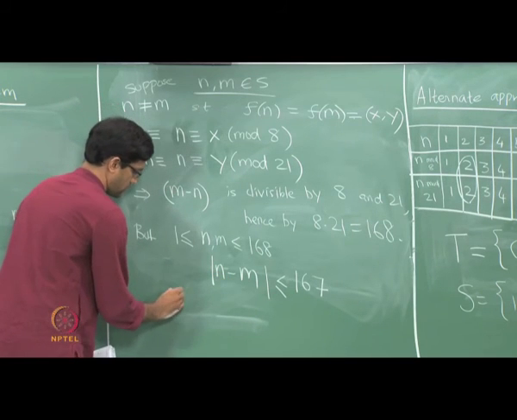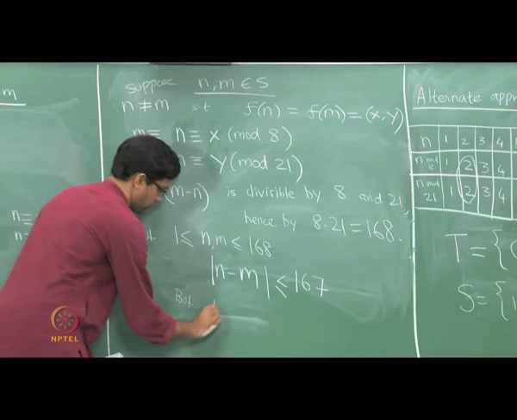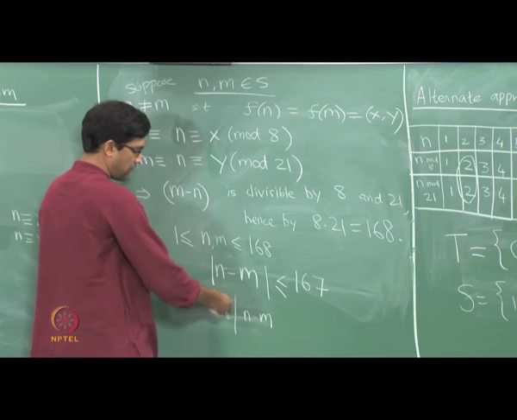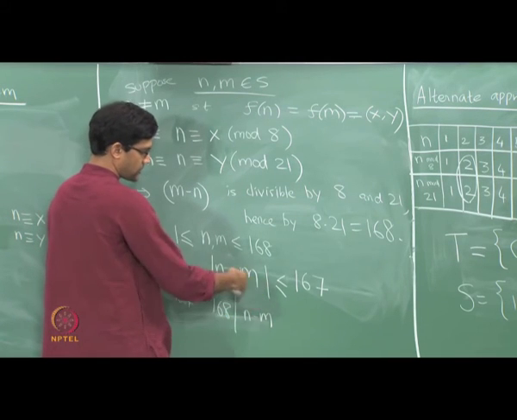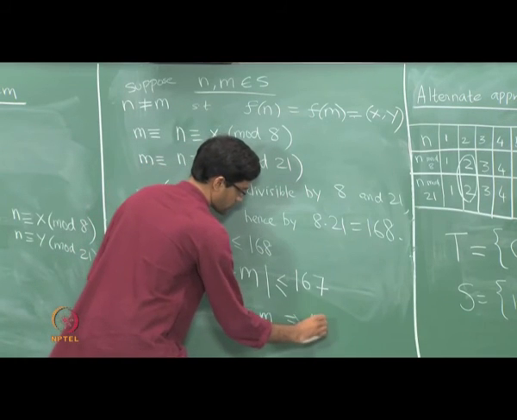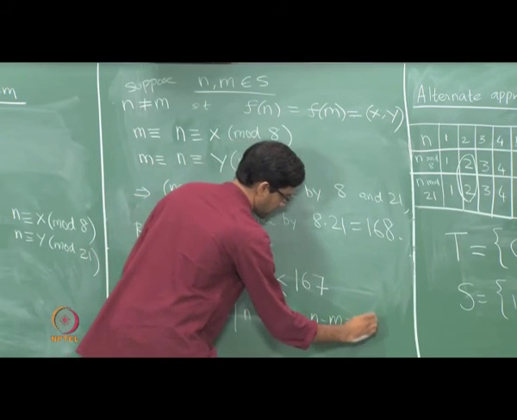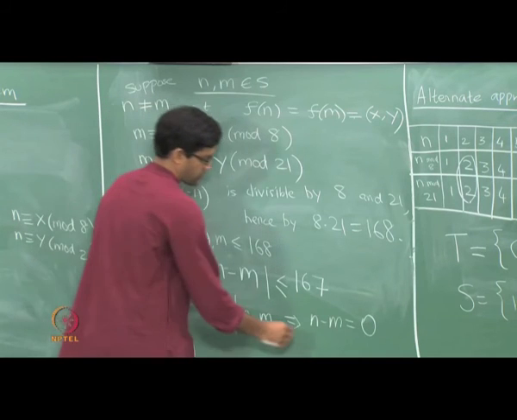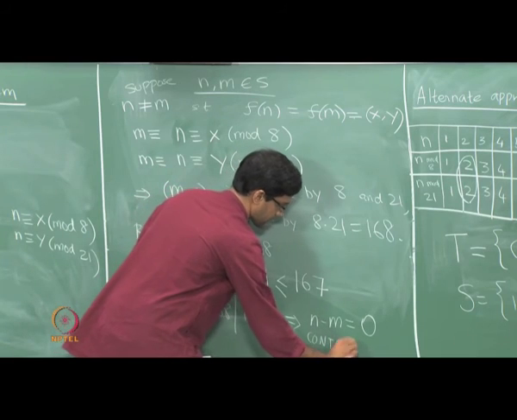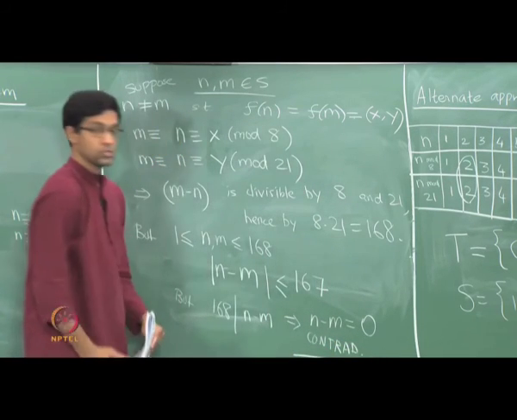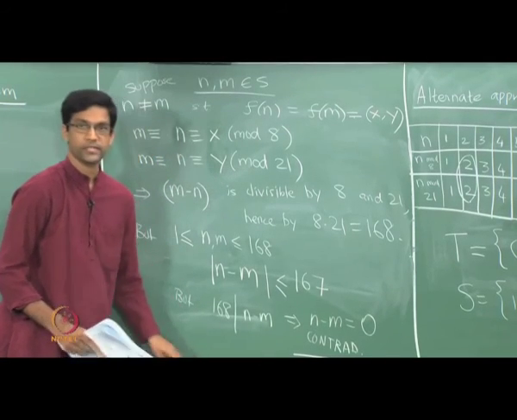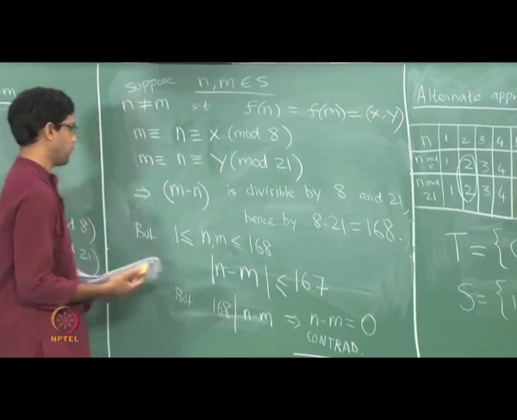But we also know that 168 divides n minus m. So the only multiple of 168 that lies in this range between minus 167 and plus 167 is the multiple 0. So this just means n minus m had better be 0, but that's a contradiction because we assumed that n is not equal to m. So what this implies is that f is in fact a one-to-one function, or in other words, this code is a faithful code.